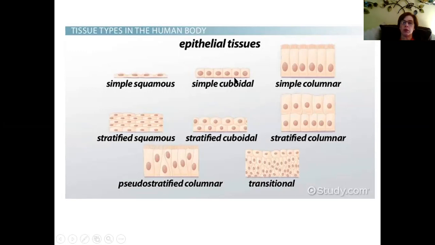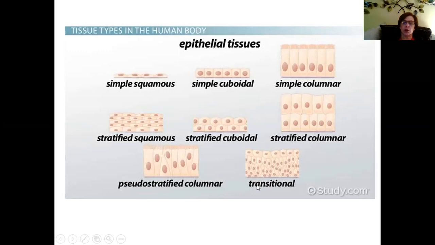Simple, one layer, cuboidal is a cube. Simple means one layer, and columnar means columnar. Well, you can guess, coming down to the next level, what stratified is going to be. Stratified means we have layers. Strata translates to layers. We have stratified squamous, so now I have a bunch of squamous stacked on top of each other. I have stratified cuboidal, and we usually don't do more than 2 or 3 layers here. And then I have stratified columnar. These are very, very rare. In fact, we're not going to talk about stratified columnar at all.